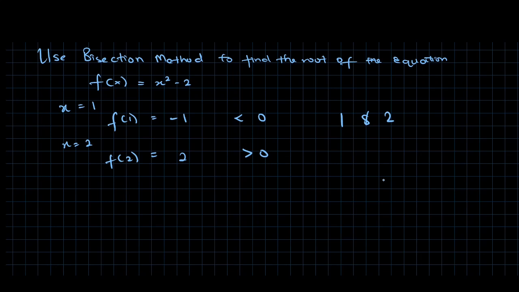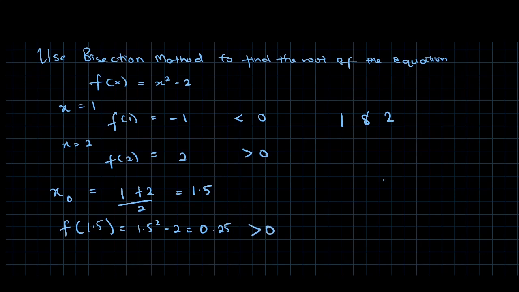Now, we start with our first midpoint. For x naught, I like to start with x naught. You can start with x1 if you want. So it's going to be (1 plus 2) over 2, which equals 1.5. We now put it back into the equation. f(1.5) equals 1.5 squared minus 2, which is 0.25. Now 0.25 is greater than 0. We go to the last value that was less than 0. In this case, it was 1. So now we know the root lies in between 1 and 1.5.